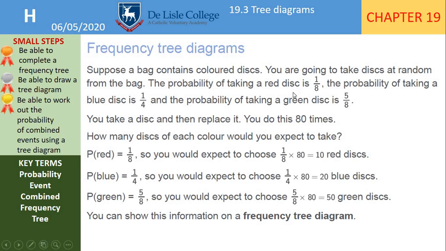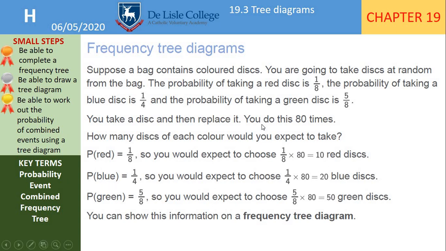So the probability of a red was 1/8. Remember, to work out an expected value or an expectation, you do the probability multiplied by the number of times the event takes place. In this case, the event is selecting at random a disc from the bag, and we are doing this 80 times. So the probability of a red is 1/8. So 1/8 multiplied by 80 would mean that we would draw 10 red discs from the bag. And this is theoretical probability, so this is what you would expect.